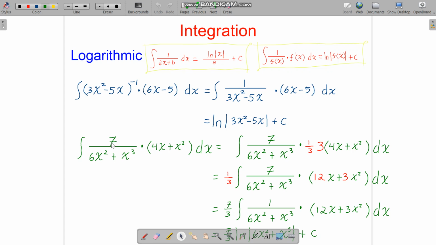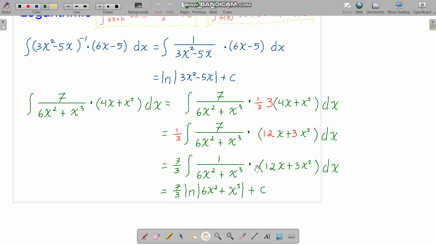Now, what if we are integrating 7 over 6x squared plus x cubed, times 4x plus x squared? So here, notice that the derivative of 6x squared plus x cubed is not exactly 4x plus x squared. The derivative of 6x squared plus x cubed is actually 12x plus 3x squared. So it's not exactly 4x plus x squared, but it's 1/3 of the derivative.